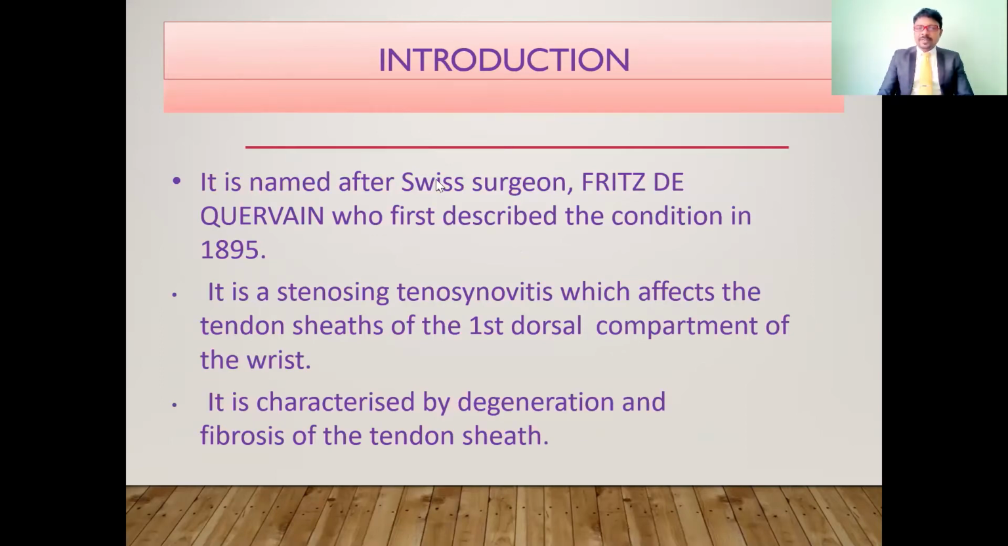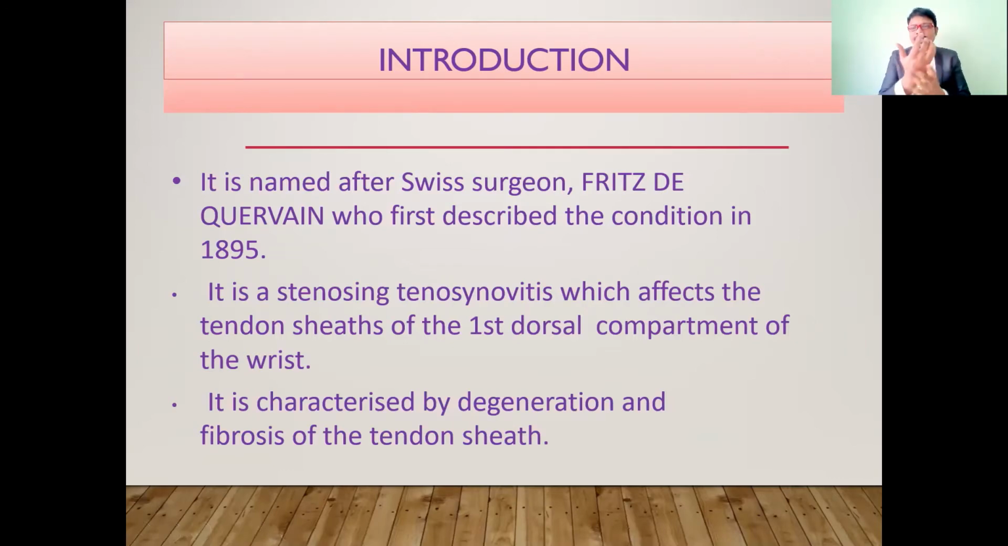It is named after the Swiss surgeon Fritz de Quervain, who first described the condition in 1895. On the surgeon's name, we call it de Quervain's syndrome, de Quervain's disease or tenosynovitis. It is a stenosing tenosynovitis which affects the tendon sheath of the first dorsal compartment of the wrist.